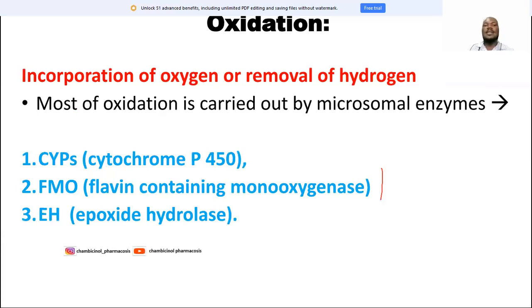So starting with the oxidation, it involves the addition of oxygen or removal of the hydrogen. In most cases, this oxidation is carried out with the microsomal enzyme. As I said, we are going to discuss in detail what is microsomal enzyme, but for this time, we just understand the process of oxidation. It is carried by the microsomal enzymes, and this microsomal enzyme will involve the cytochrome P450, the flavin containing monooxygenase, and this epoxide hydroxylase. Among of this enzyme, we are going to discuss in detail about the CYP450 microsomal enzyme.